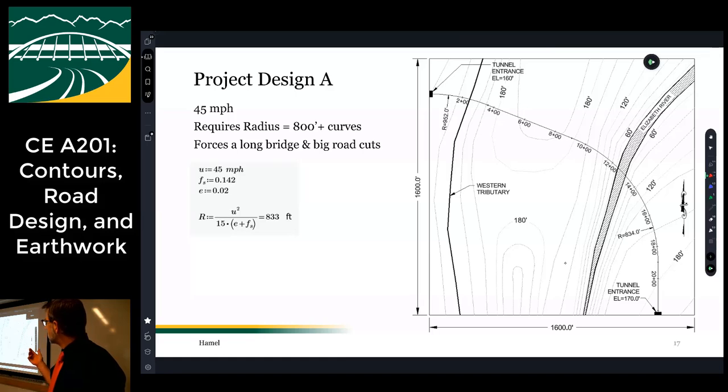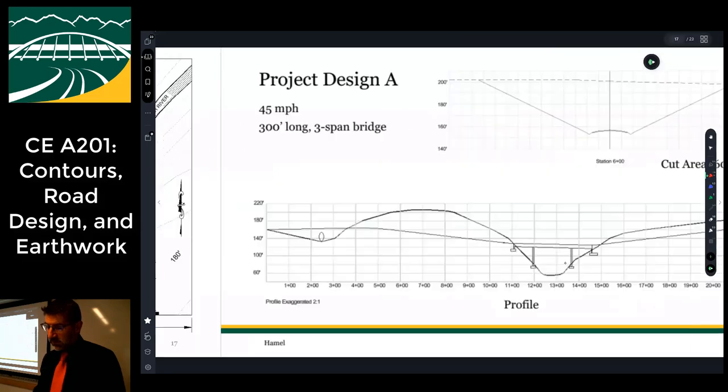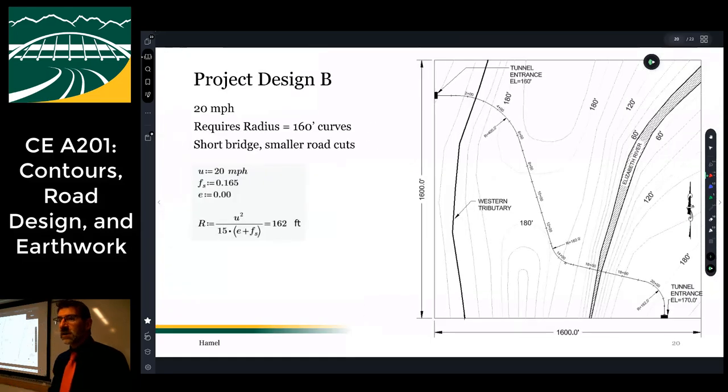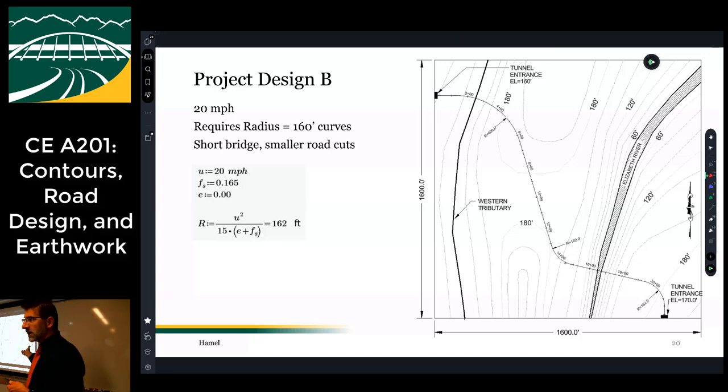And so we're willing to spend a ton of money to build a long bridge and do a huge road cut in the name of safety, right? And so if you have the money, right? If you don't have the money, then you're stuck with this, right? So it's not always just about the money. Sometimes it's about the safety, right? But this is what you get when you don't have any money, right?